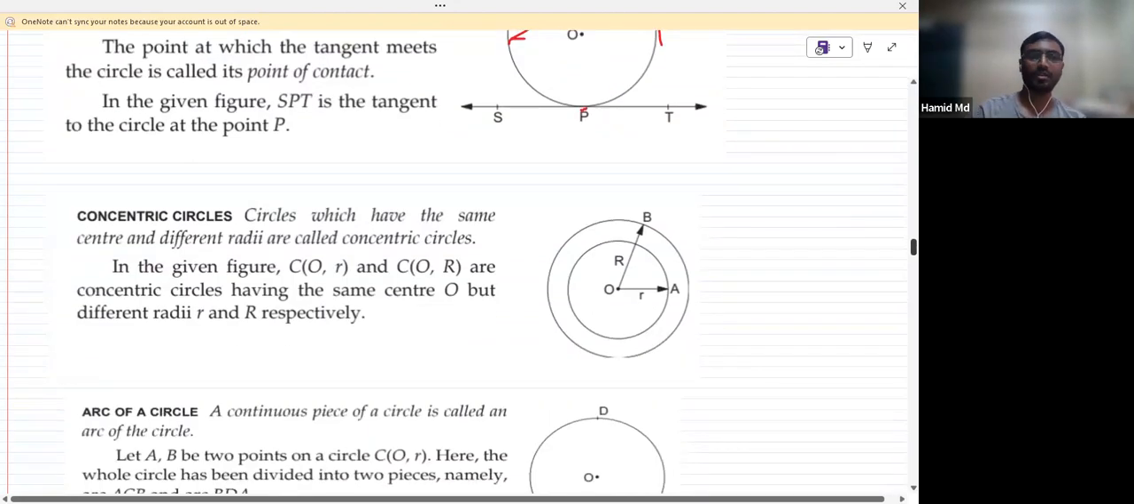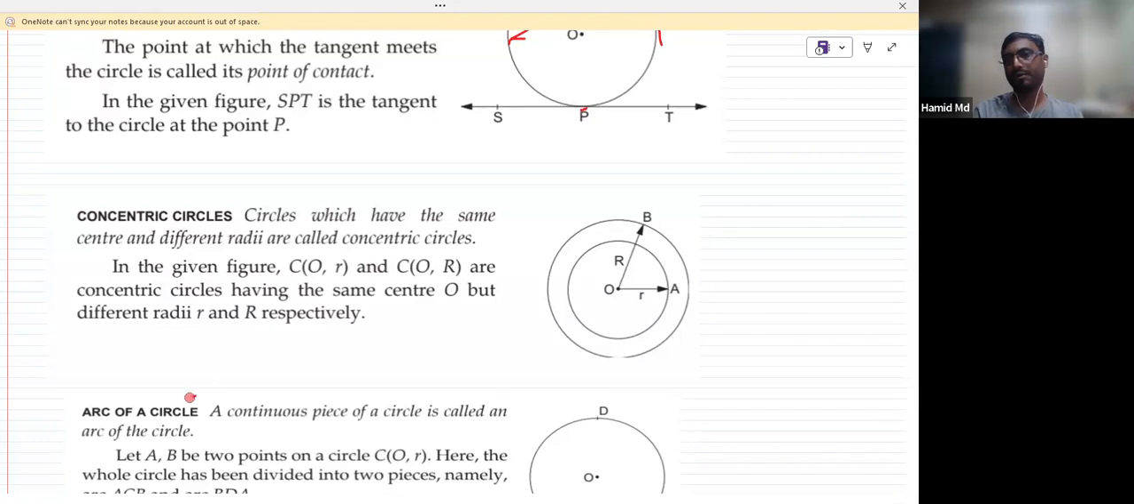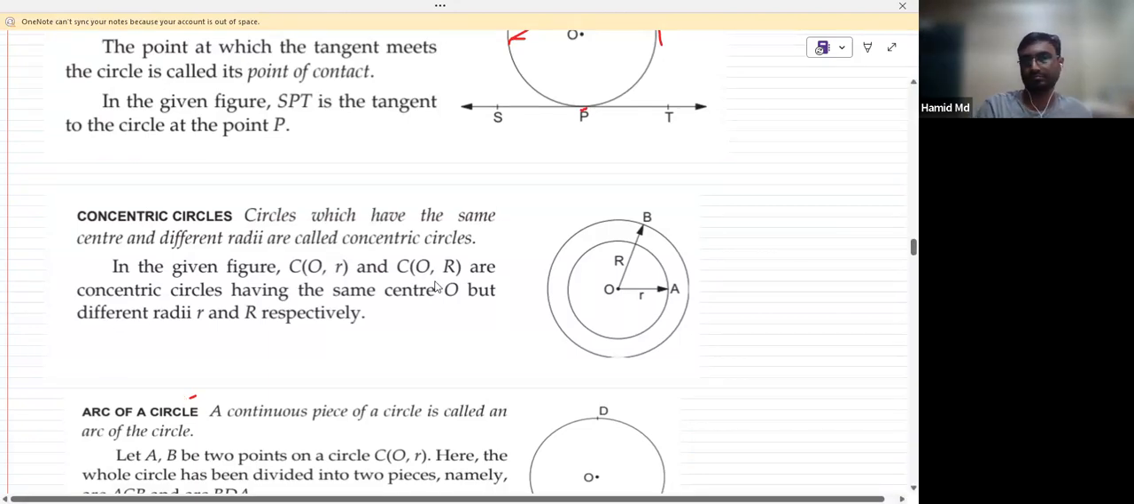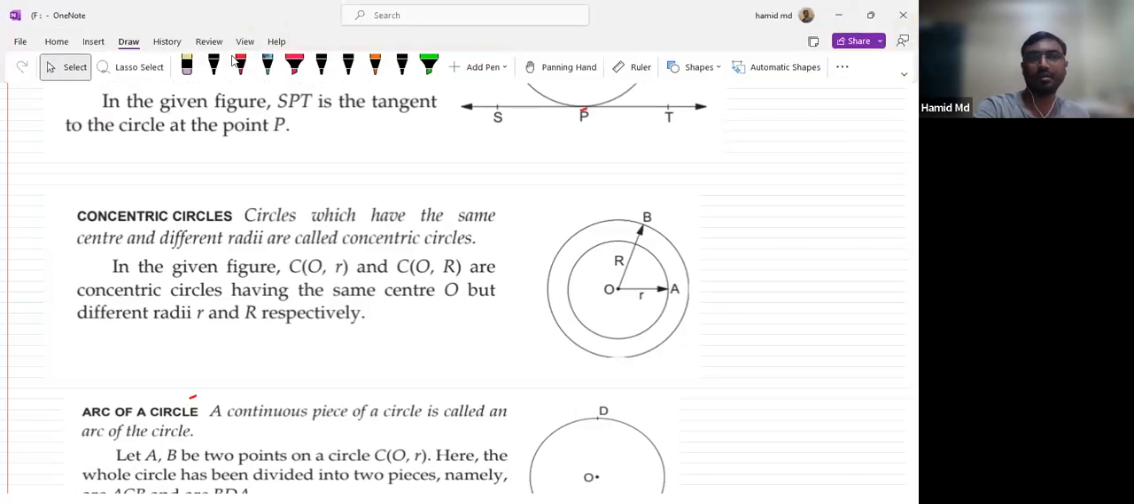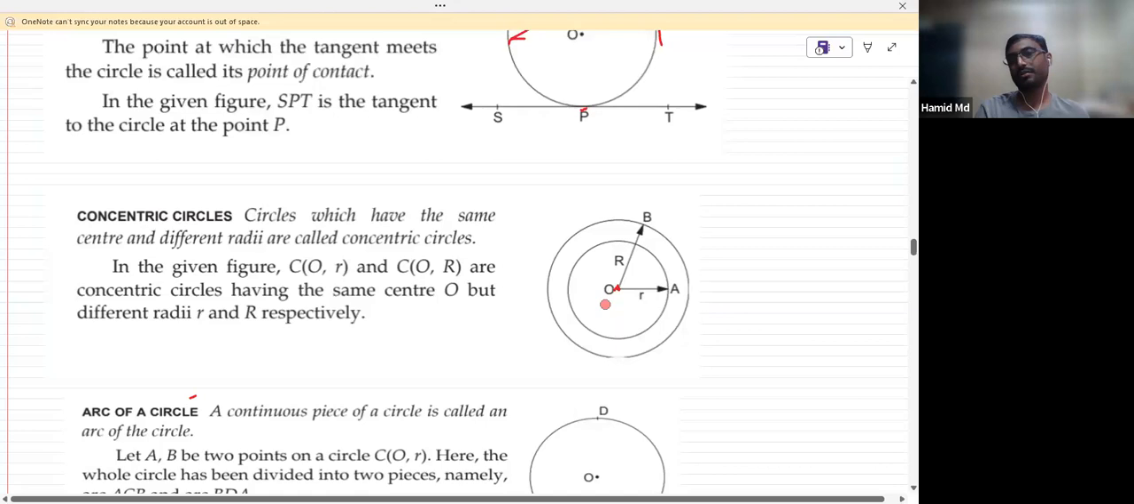What is a concentric circle? Do you know what a concentric circle is from your previous knowledge? A little bit I remember: there'll be two circles and one radius going through both circles. I can't remember fully. Concentric circles are a number of circles where the center is common, but the radius must be different.